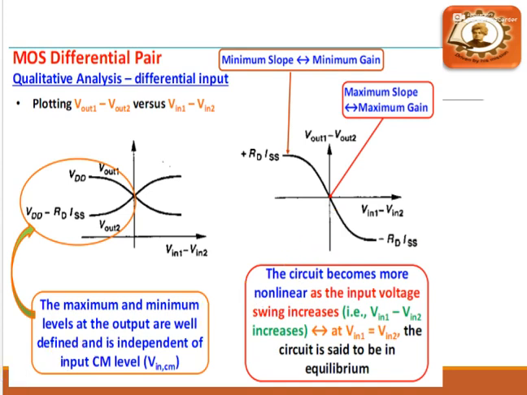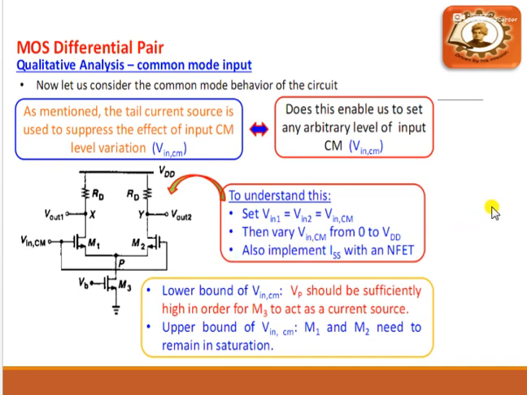Now let us move on to the next slide, where we discuss the common mode behavior of that circuit. To understand the common mode behavior, we short circuit the input voltages, VIN1 equal to VIN2, and we make it VIN,CM, the common mode voltage level. Output 1 and output 2 are taken from X and Y respectively. Here the current source ISS is replaced by a MOS that is represented by M3.